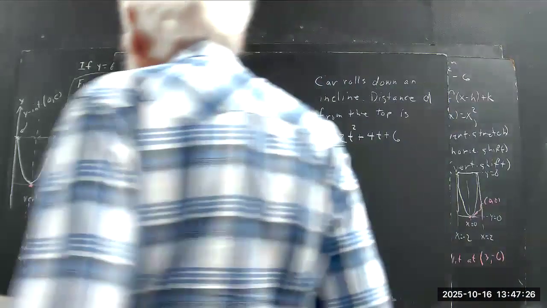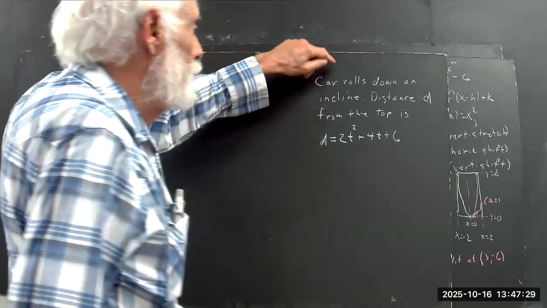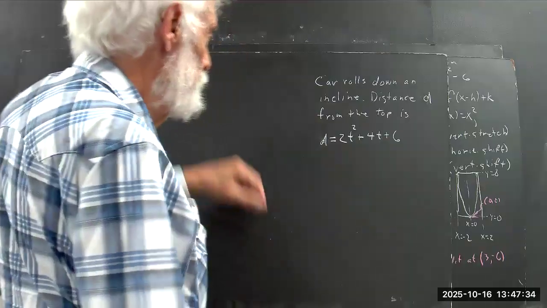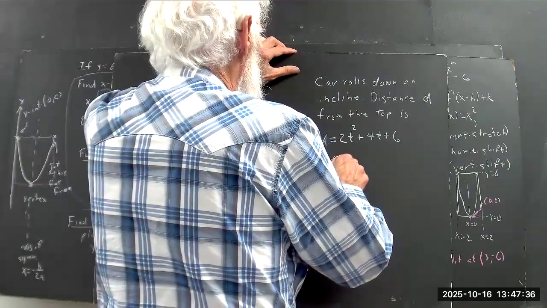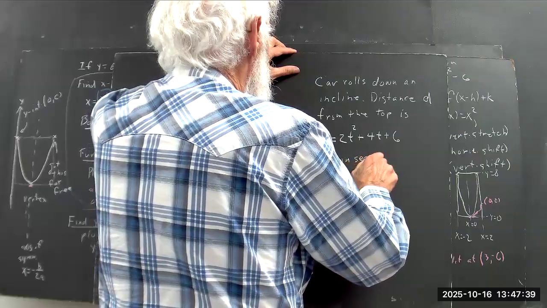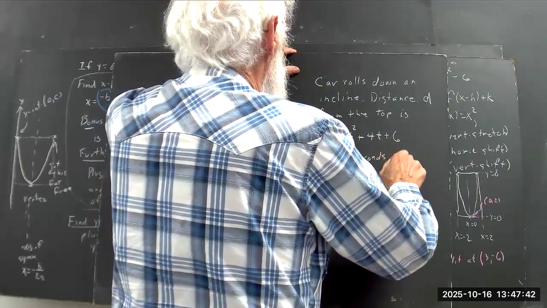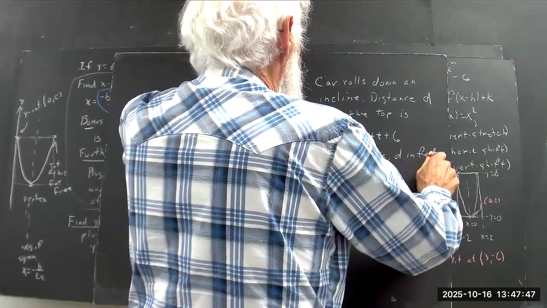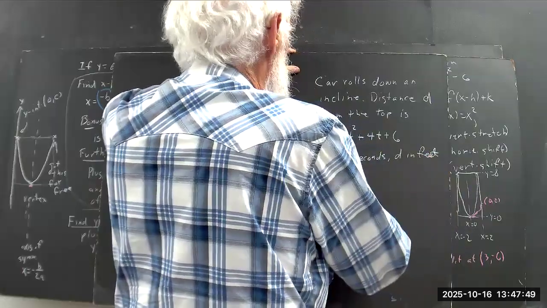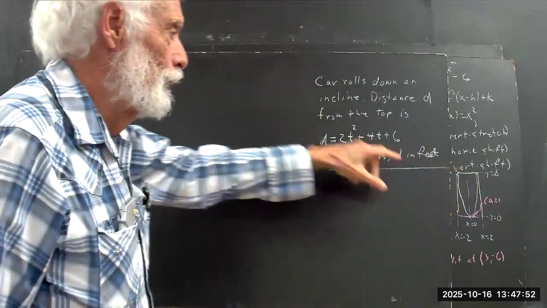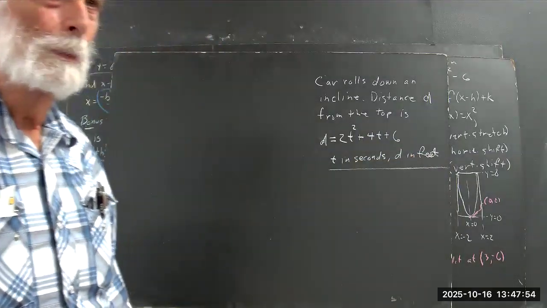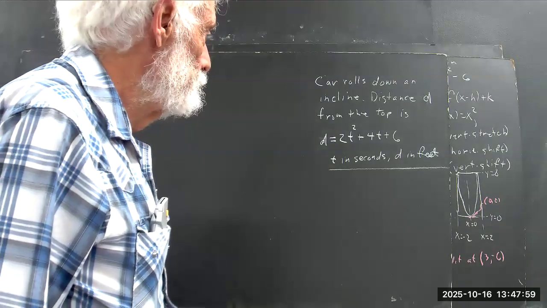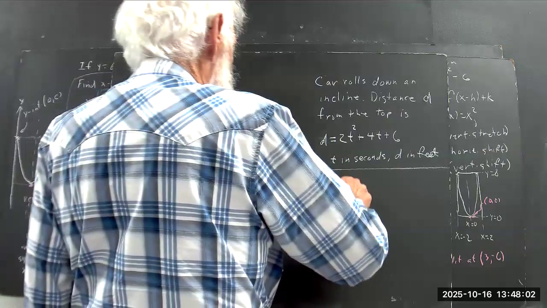Okay, a simple or straightforward application actually. You've got a car rolling down an incline, and the distance from the top is given by this function of t. That script thing is feet. Okay, you see the F and the T. Everything else in between there is whatever it is. We can graph this.